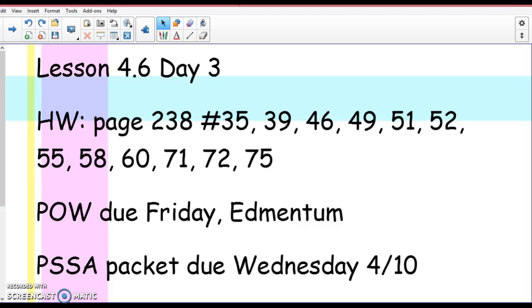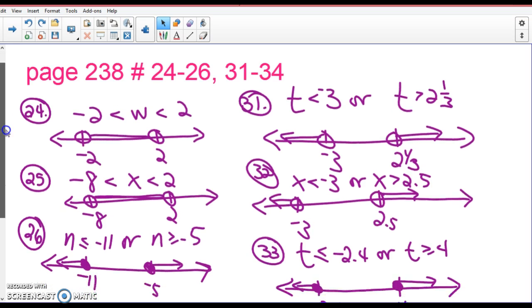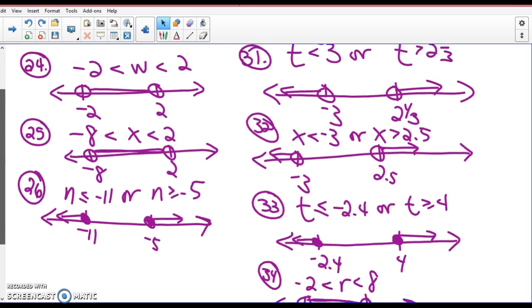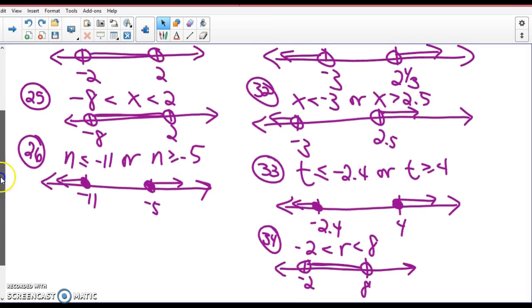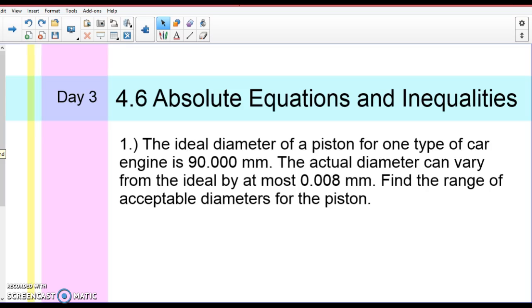Today is lesson 4.6, day 3. Here's the answers to last night's homework. You can pause it and check. All right, find this in your notes. It says day 3 at the top.